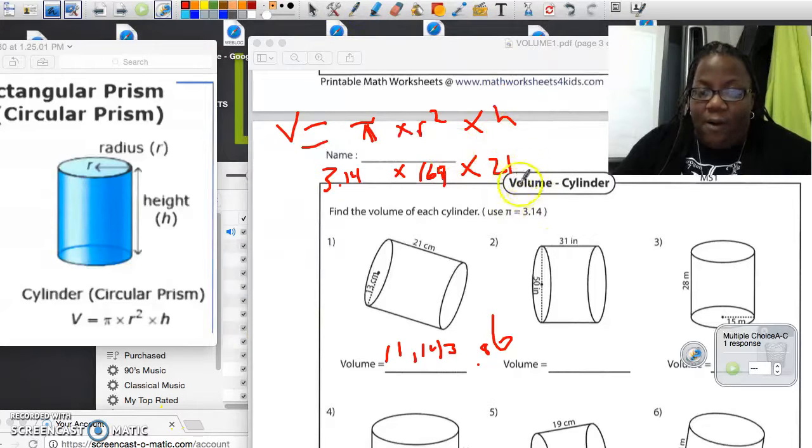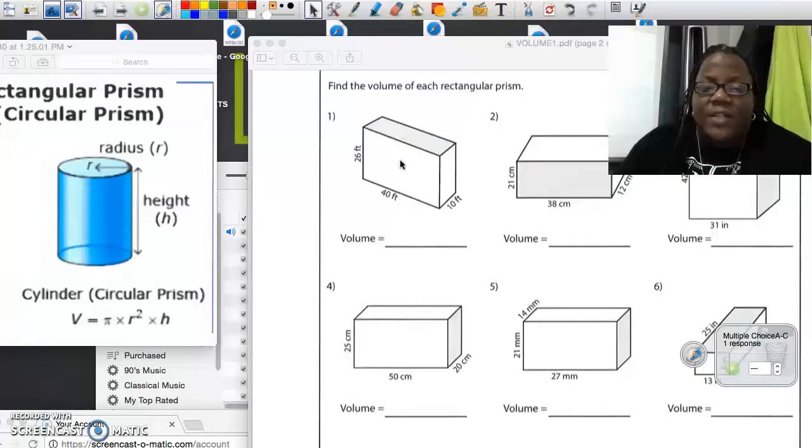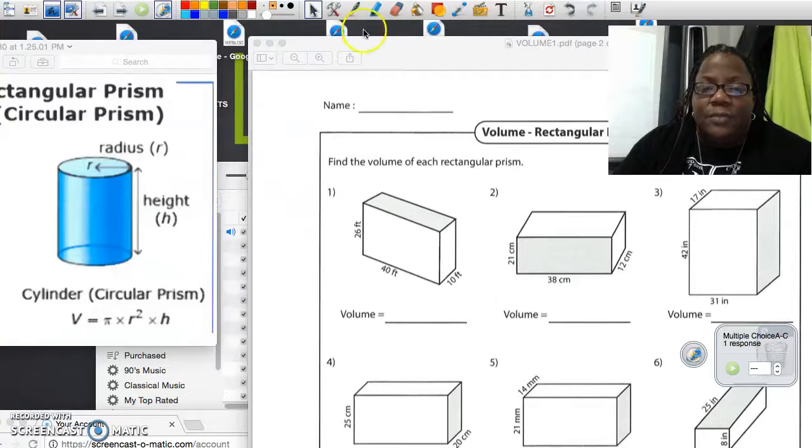which is, oh, here I am, centimeters cubed. Wait. Let me go back up to the rectangular prism volume.